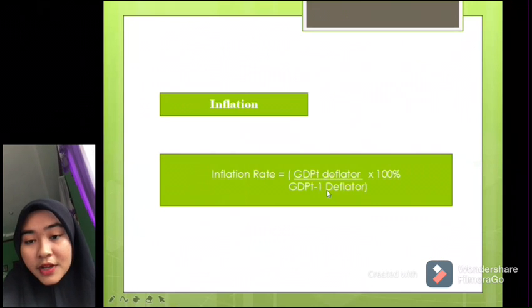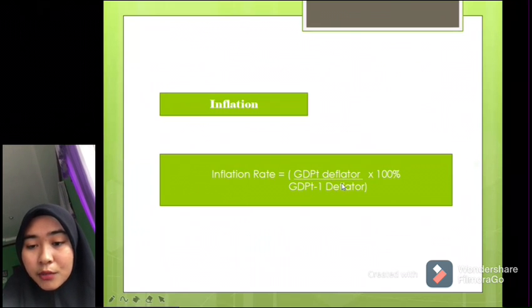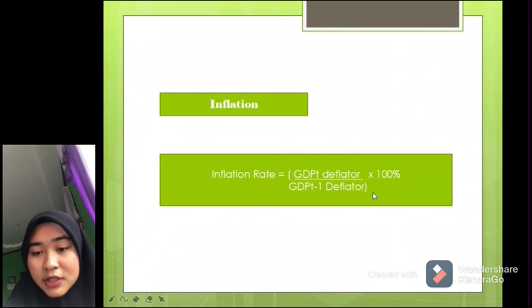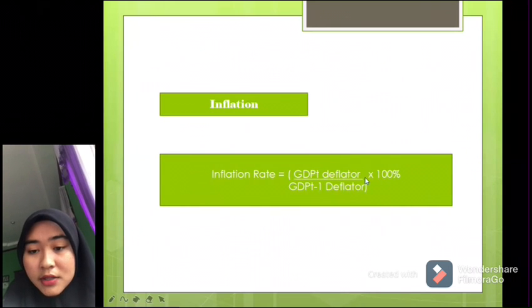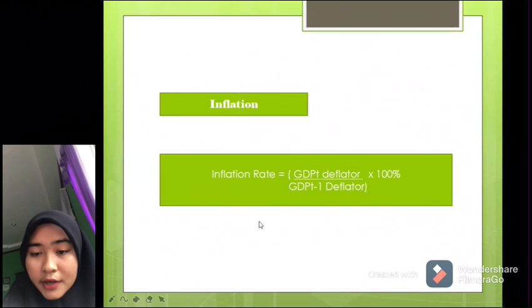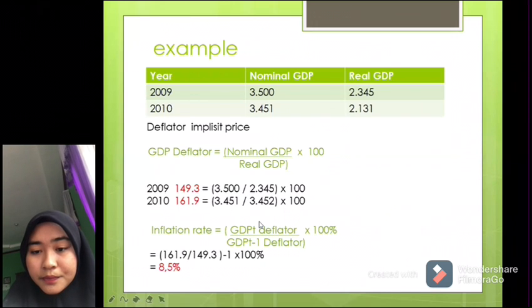The next is inflation. The formula to calculate inflation is: inflation rate equals (GDP deflator minus previous GDP deflator) divided by previous GDP deflator, multiplied by 100.